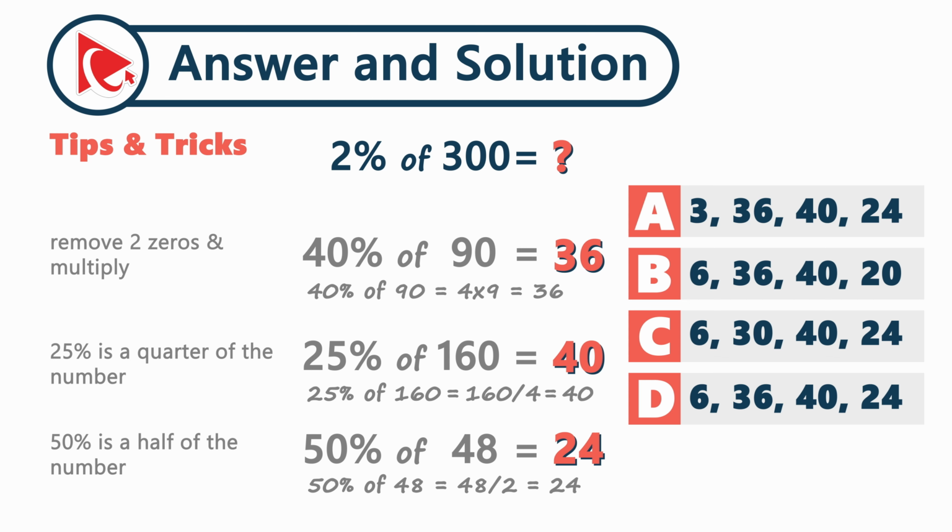And then the last one is 2% of 300. We solve it exactly the same way as the previous one. We need to drop 2 zeros and multiply the numbers. 2 doesn't have any zeros, but 300 has 2 zeros. So 2 multiplied by 300 would be converted to 2 multiplied by 3 and would equal 6.